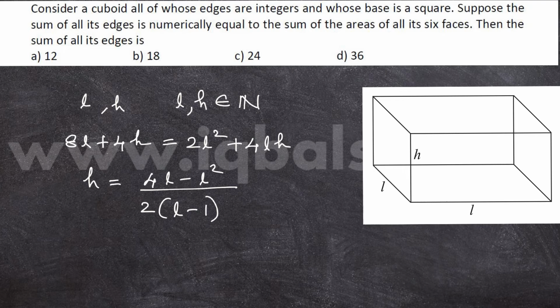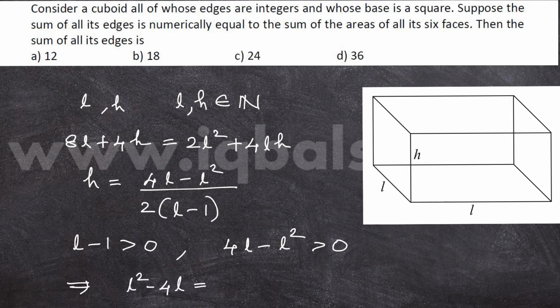Now, since L minus 1 is greater than 0, we should have 4L minus L square greater than 0. So that means L square minus 4L, that is L into L minus 4, should be less than 0. So when you solve this inequality on the number line, I get L values between 0 and 4. The L value should lie between 0 and 4. And of course, between 0 and 4, the possible L values are 1, 2 and 3.